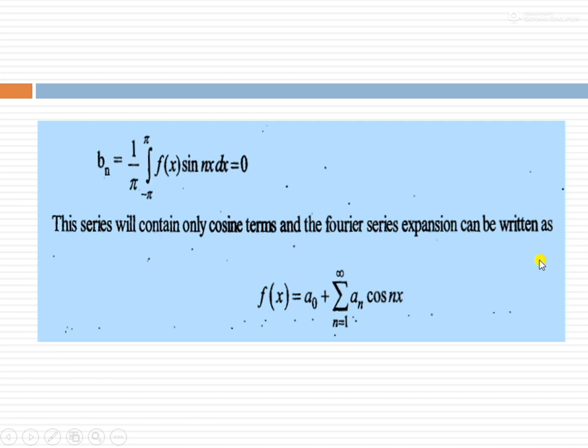And bn = 1/π ∫ from -π to π of f(x) sin nx dx equals 0, and this series will contain only cosine terms, and the Fourier series can be written as f(x) = a0 + Σ from n=1 to infinity of an cos nx. There are no sine terms in an even function.